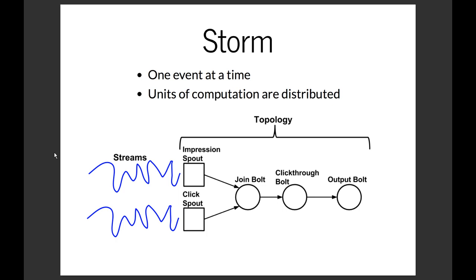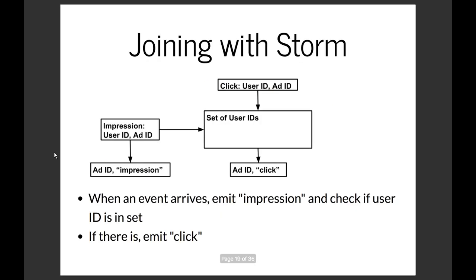If you're thinking about it a little bit, that's going to be a hairy join, but I'm going to show a way to do that pretty nicely. That join goes in what's called a bolt, which is a unit of computation. So a spout is a source, and a bolt is a unit of computation. And when you wire these things together into this graph, that's called a topology. So that's just Storm's terminology. So to do the join, let's take a quick first stab at it.